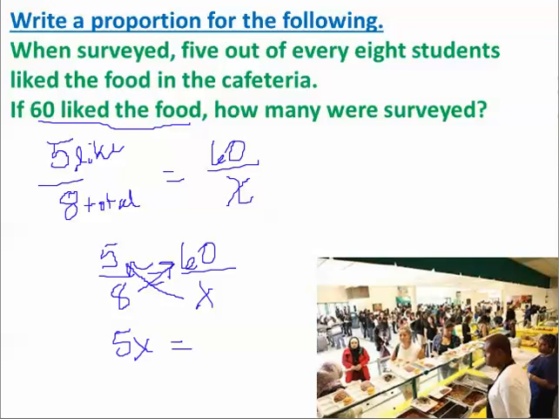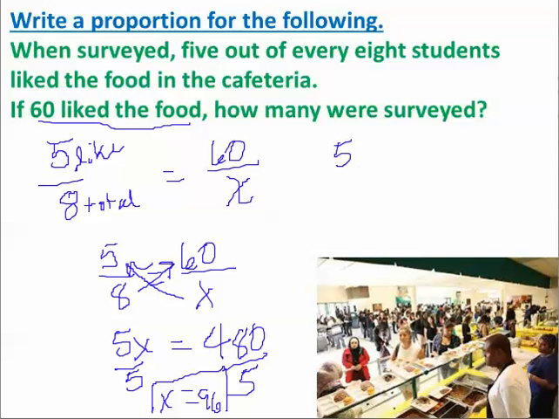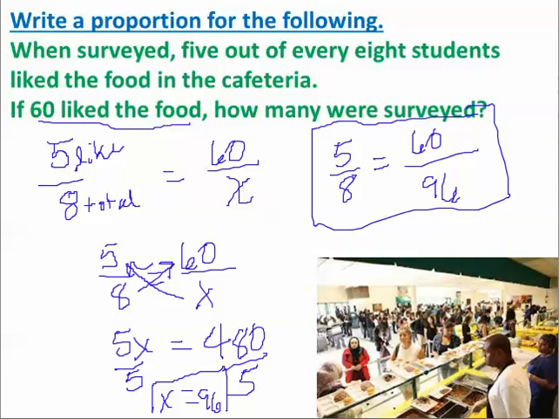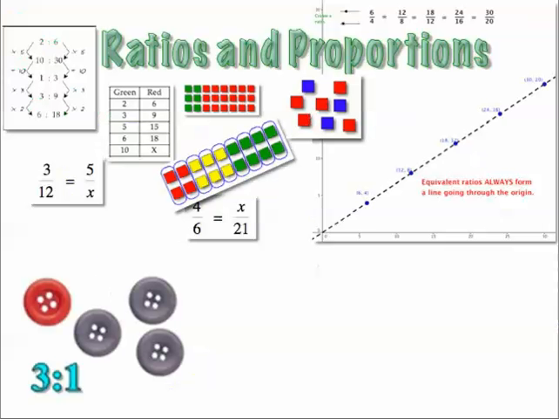I'll go ahead and figure out what that is on my handy-dandy trusty nifty calculator. And I get 480. I'll divide both sides by 5. I find out that 96 people were surveyed if 60 of them liked the food. So in other words, what fraction is equivalent to 5/8 that has a 60 on top? It's 96 on bottom. It just helps us fill in that equivalent fraction, and that guy was our answer. Lots and lots of ways to represent ratios and proportions.